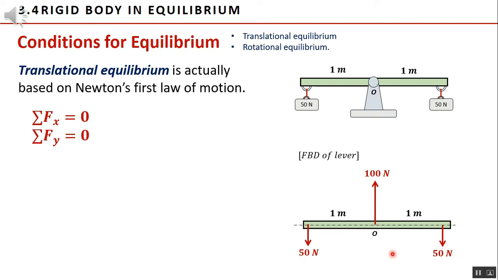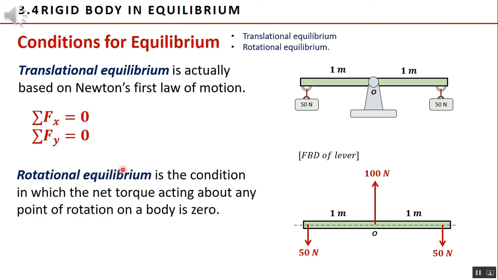Now, if we consider the summation of forces on the vertical axis, or y-axis, the result is zero. And since there is no net force acting horizontally, or along the x-axis, we may say that the lever satisfies the condition of translational equilibrium. On the other hand, rotational equilibrium is the condition in which the net torque acting about any point of rotation on the body is zero.